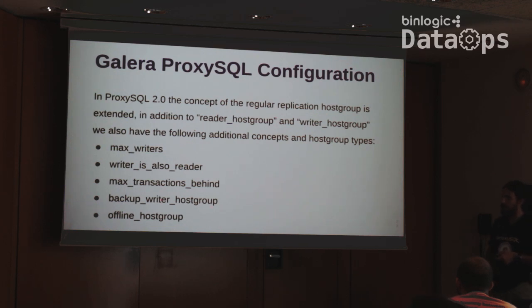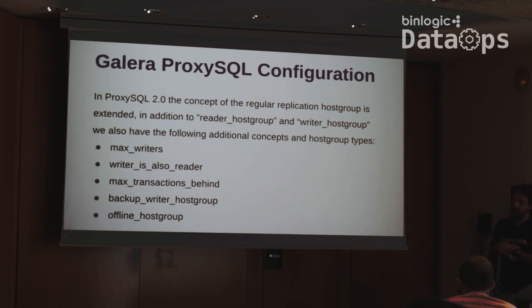That it was the backup writer host group, that is basically a host group where all the writers were placed if the number of writers was greater than the maximum number of writers defined. And then the offline host group, where all the unhealthy servers were moved for whatever reason, if they're doing maintenance or just because one of the servers died, they were automatically moved into the offline host group.